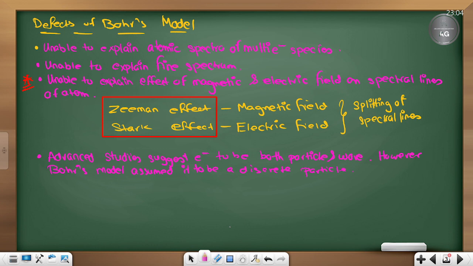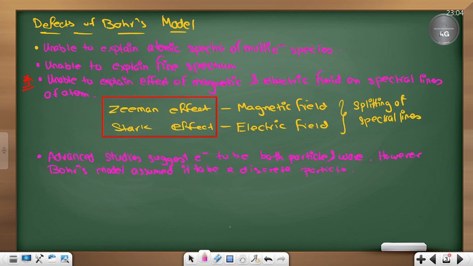If it is not having any particle nature, if it is a wave, then it must not have a defined orbit. We will come to know about that when we talk about the orbital concept, we will explain that. Orbits are defined, but orbitals will not be defined, right? So the orbits should not be defined if it is a wave. That we will talk about in the later part, okay?